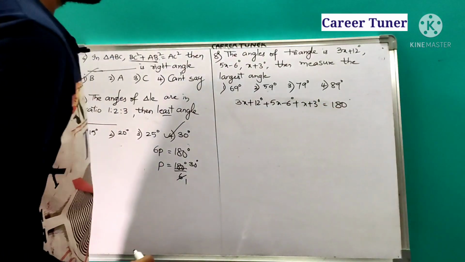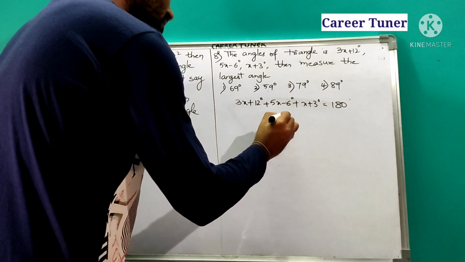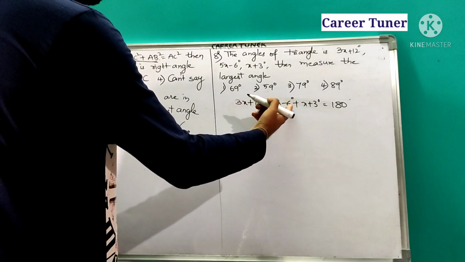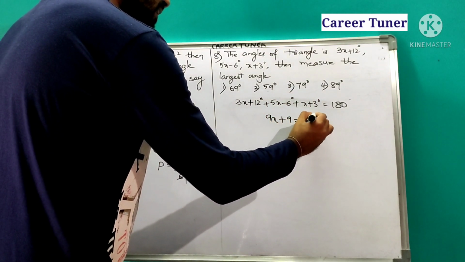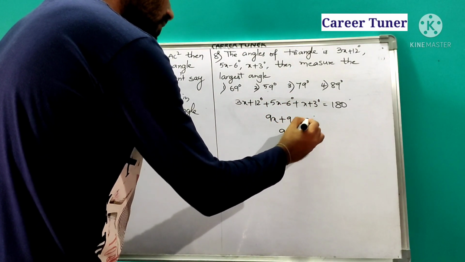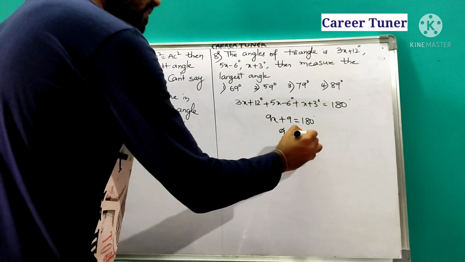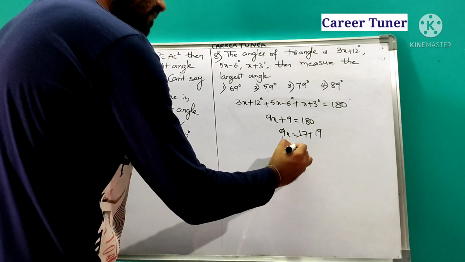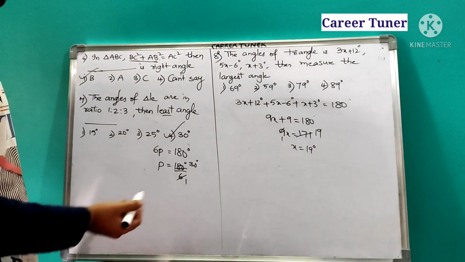180. Now 3x plus 5x is 8x, 8x plus x is 9x. 12 minus 6 is 6, 6 plus 3 is nothing but 9, which is equal to how much? 180. So 9x is equal to 180 minus 9. So it is how much? 171. 9 ones are 9, will go 19 times. Therefore x is equal to how much? 19 degrees. So the measure of the largest angle.